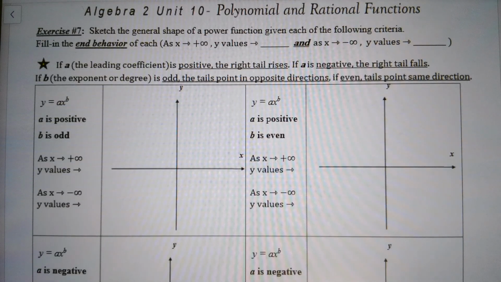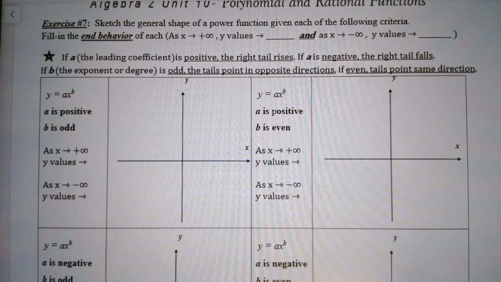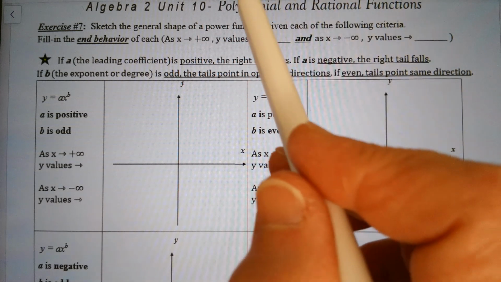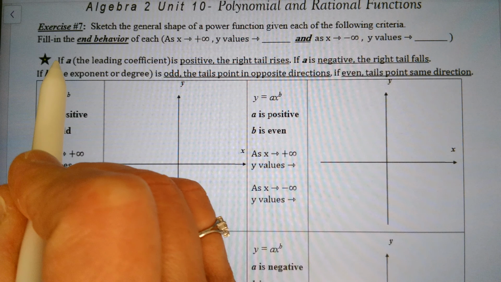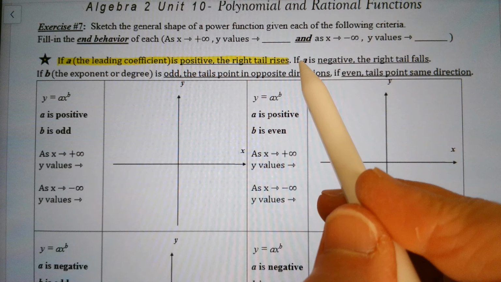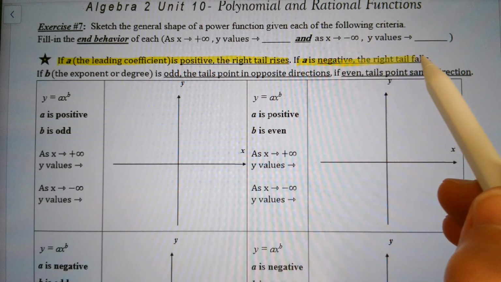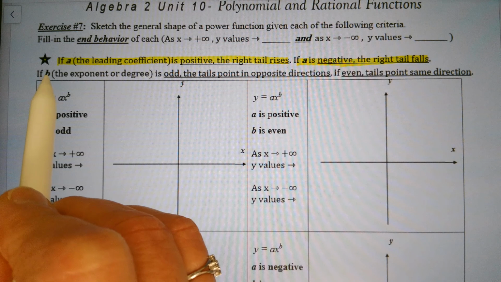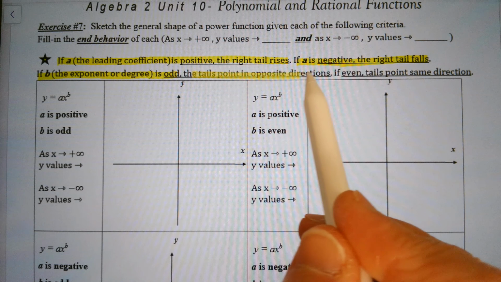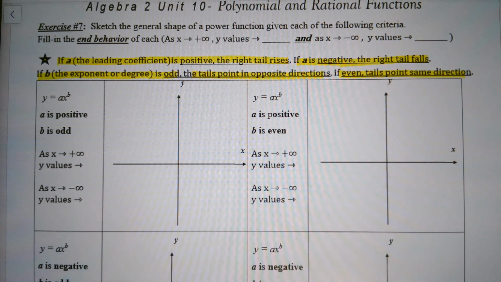Exercise 7, sketch the general shape of a power function given each of the following criteria. Fill in the end behavior of each. As x goes to positive infinity, what do the y values approach? And as x goes to negative infinity, what do the y values approach? Here it is, starred. If A, the leading coefficient, is positive, the right tail rises. If A is negative, the right tail falls. If B, the exponent or degree, is odd, the tails point in opposite directions. If even, the tails point in the same direction.